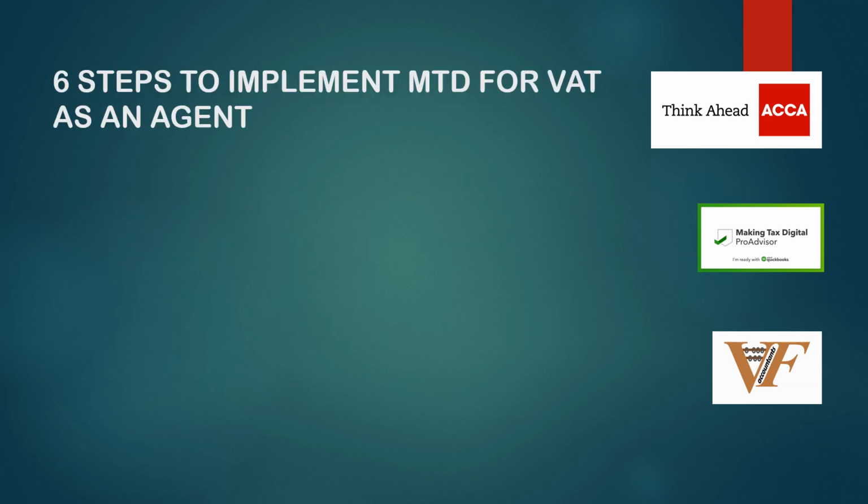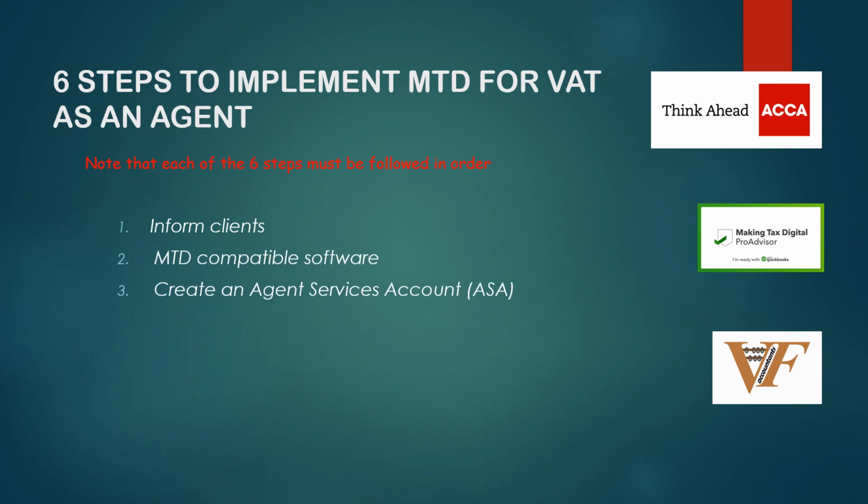To recap, here are the 6 steps to implement MTD for VAT as an agent. Please note that each of the 6 steps must be followed in order. Step 1. Inform clients. Step 2. MTD compatible software. Step 3. Create an agent services account, ASA. Step 4, which we're going to look at, link existing clients to your ASA. Step 5. Sign your clients up for MTD. And finally, Step 6, linking your software to HMRC.